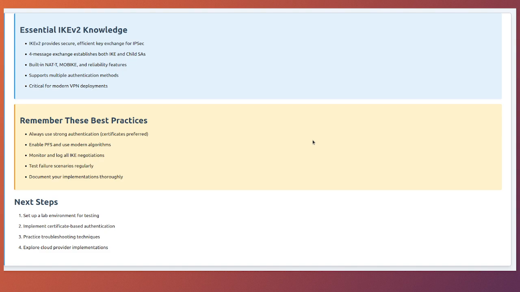Second, proper planning prevents poor performance. To do this, understand your traffic patterns, size your gateways appropriately, and optimize configurations for your specific use case. Third, monitoring and logging are not optional. In fact, they are essential for security and troubleshooting.